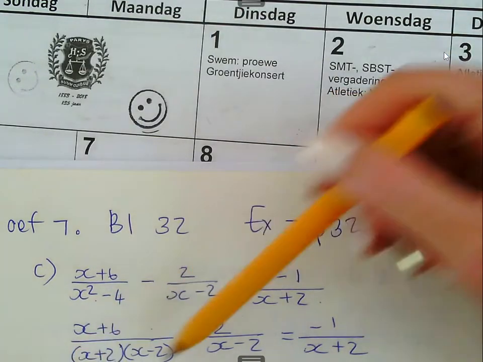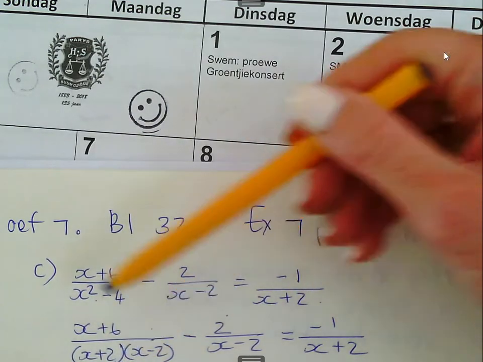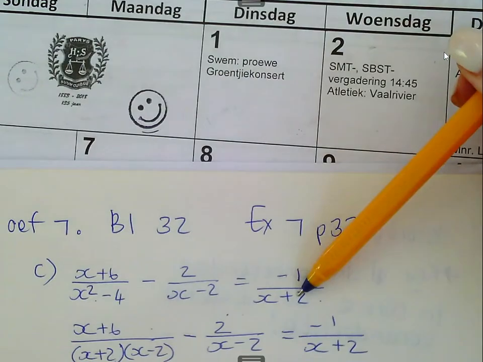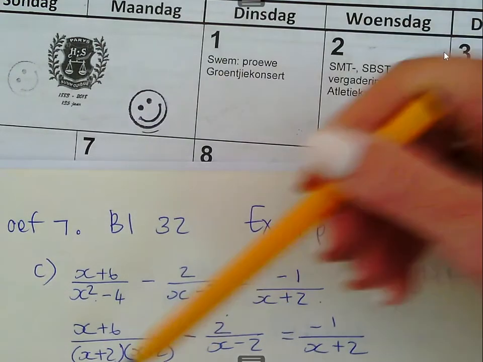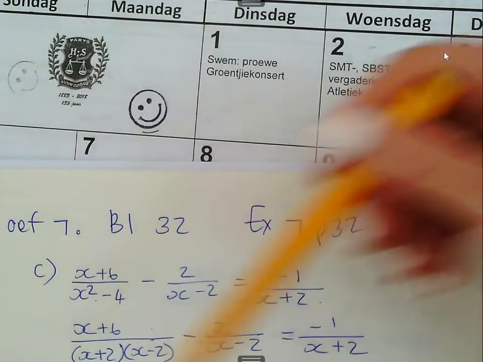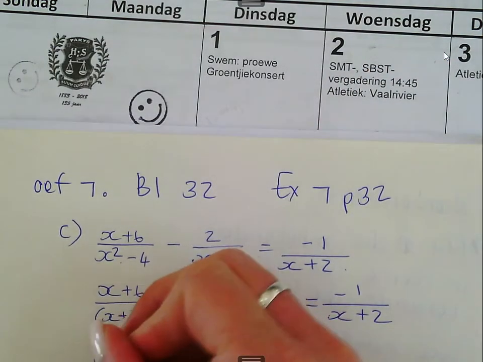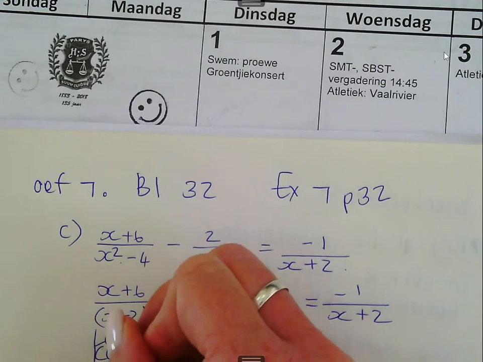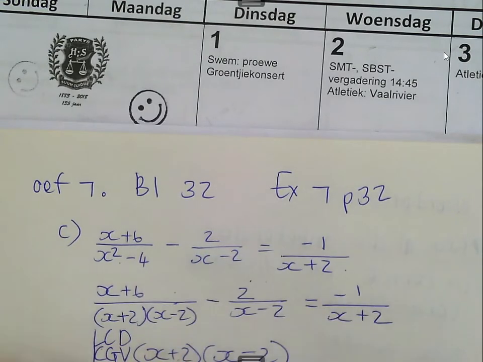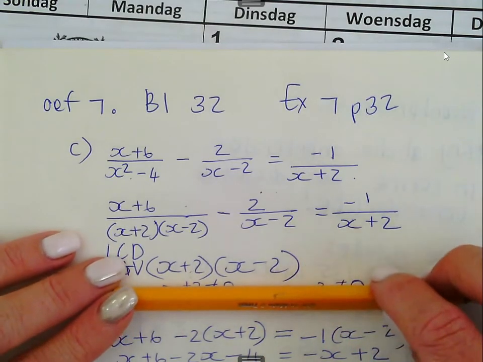Now the reason why I had to factorize that is because, do you see, if I didn't factorize that one, I had 3 different denominators. But now that I've factorized it, I only have 2 because it repeats. So what is the lowest common multiple? The lowest common, there it is, x plus 2, x minus 2.